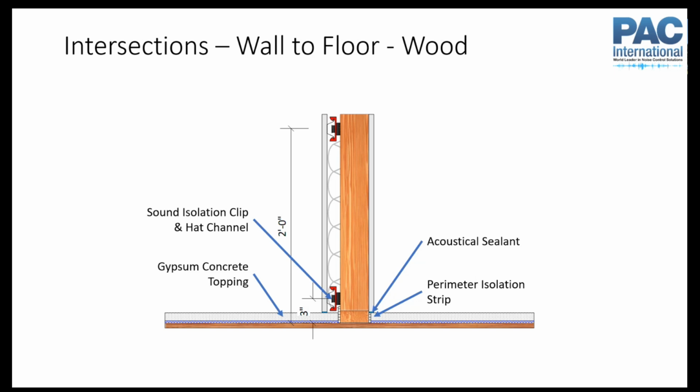So in this case, we've got a gypsum concrete topping that's on a mat. That needs to stay isolated from the subfloor and from the bottom plate, right? So you need to have this perimeter isolation strip or something that comes up here. But you also want to make sure that your gypsum board, your drywall, is separated from your gypsum concrete topping.